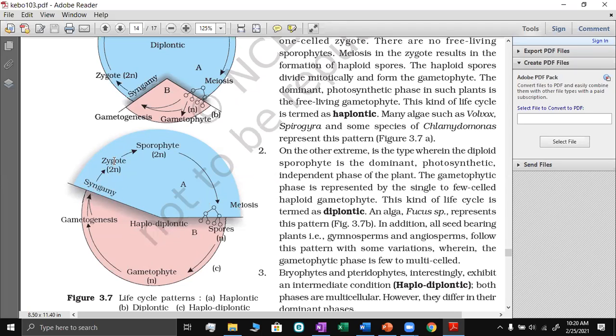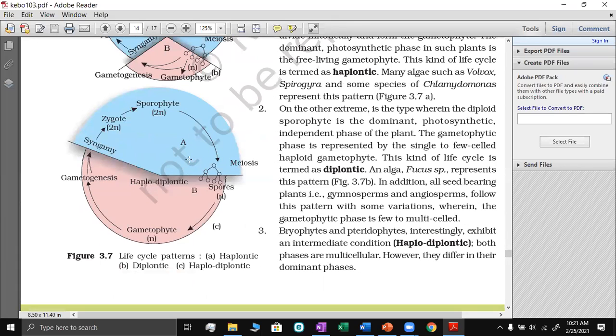After fertilization it gives a zygote, but the zygote does not undergo meiosis. It produces a multicellular structure, the sporophyte. Then the sporophyte, by meiosis, produces the spores. So it comes to the haploid stage. So the haploid and diploid generations are more or less equally dominant. So this is the haplodiplontic life cycle.